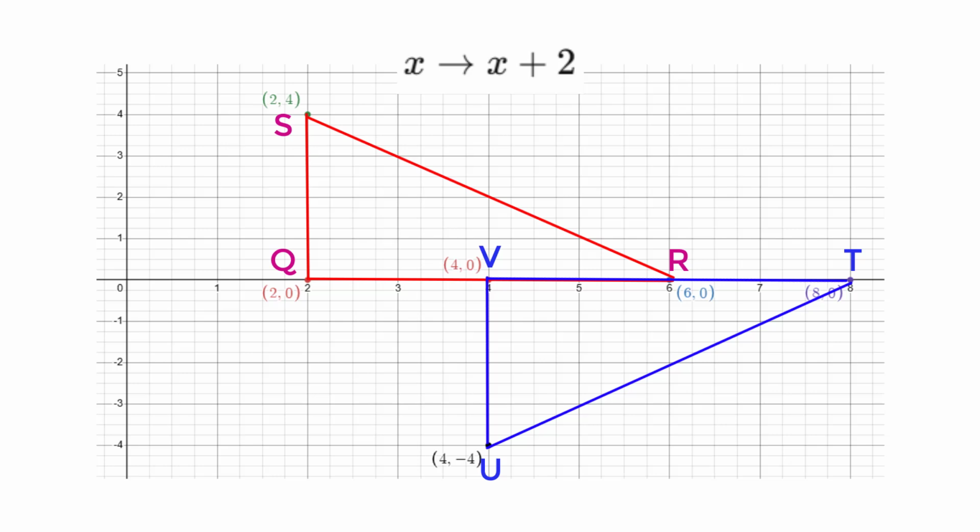Now check the y value. 0 stays 0. No change in the y coordinates. The only change we see is in the x values. So for now, it looks like this is a translation to the right by 2 units. Step 2. Apply that to another point. Let's test it on point S, (2, 4). After moving right 2 units, (2, 4) goes to (4, 4), but we actually want this point to land on U, (4, -4). So we're close, but not quite there.